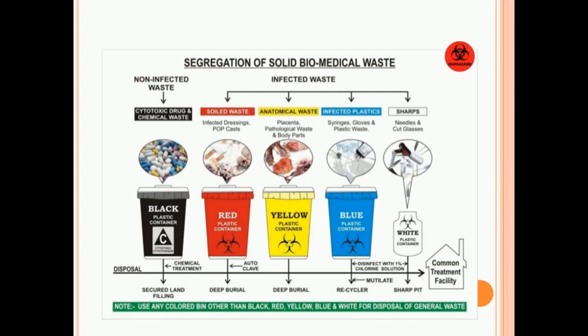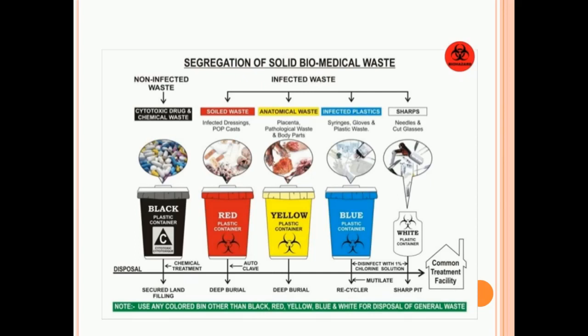But if you have certain infected waste, if it is soiled waste like infected dressings, materials which are contaminated, all those materials will go to the red bin. If you have certain anatomical waste, some kind of body parts and other things, that will go to the yellow bin. If you have certain infected plastics, syringes, gloves, etc., that will go to the blue bin. And if you have certain sharp materials, it will go into the white bin.